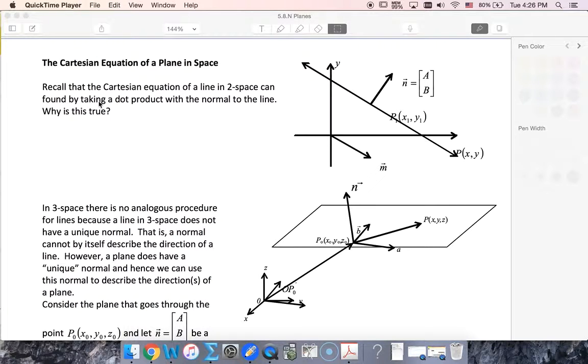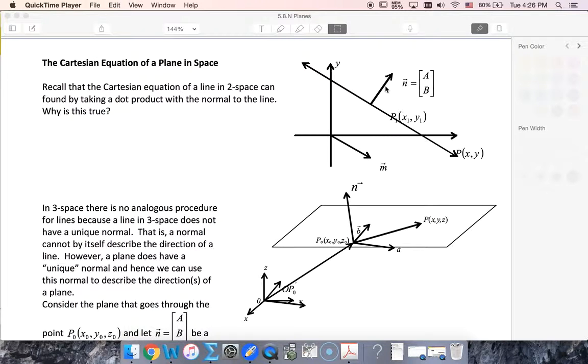So we talked about this a bit in class, but I would like to talk about it in more detail. So the Cartesian equation of a plane in space. Well, first of all, if we think about a line in 2D, here's my line. It has direction vector m, so that's like my slope, and it has only one perpendicular vector.